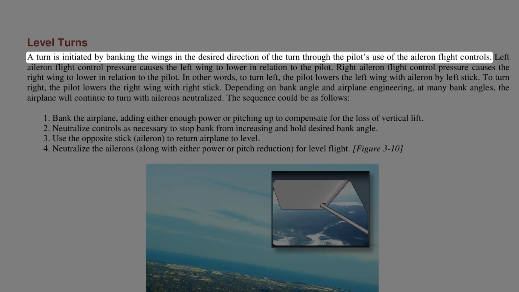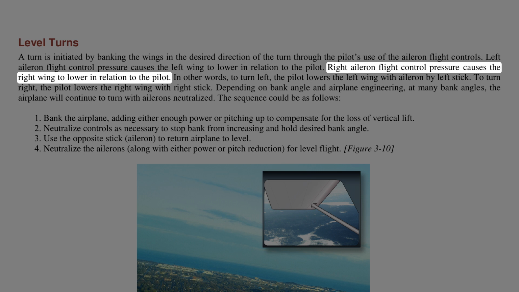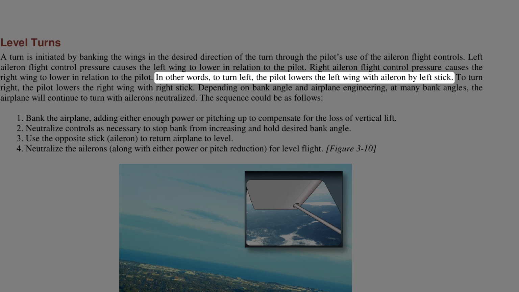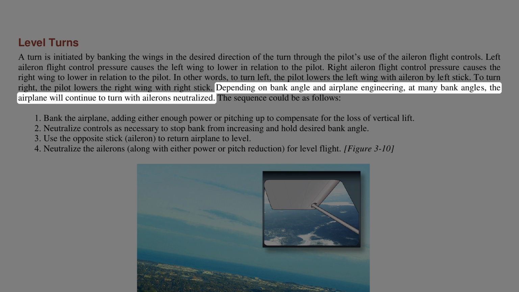Level turns. A turn is initiated by banking the wings in the desired direction of the turn through the pilot's use of the aileron flight controls. Left aileron flight control pressure causes the left wing to lower in relation to the pilot. Right aileron flight control pressure causes the right wing to lower in relation to the pilot. In other words, to turn left, the pilot lowers the left wing with aileron by left stick. To turn right, the pilot lowers the right wing with right stick. Depending on bank angle and airplane engineering, at many bank angles, the airplane will continue to turn with ailerons neutralized.